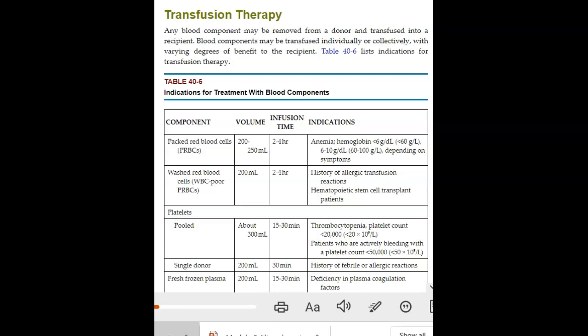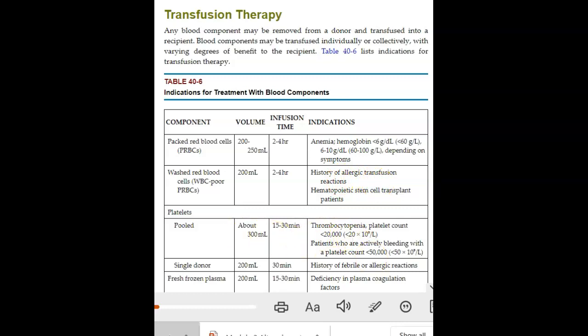Here you will learn more about blood transfusions in module 2, but just to introduce you to it, this chart is very informative. Packed red blood cells, this is the volume, this is how long it takes for it to be infused into the patient's body, and these are the indications why the patient needs that blood transfusion. Platelets, this is how many it comes in a bag of 200 ml. This is how long it takes, 2 to 4 hours, and this is the indication for it, and so forth.